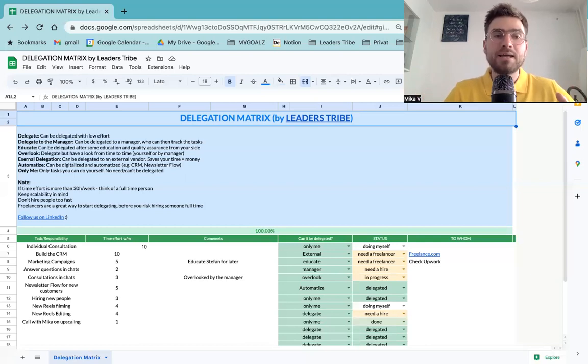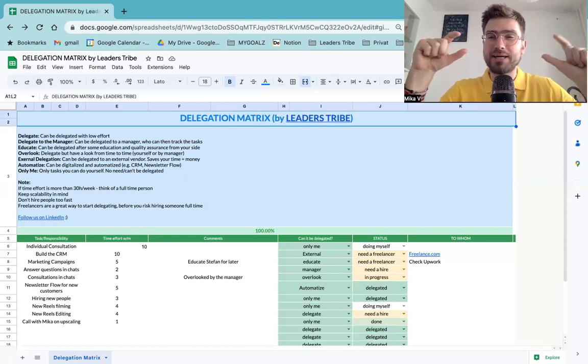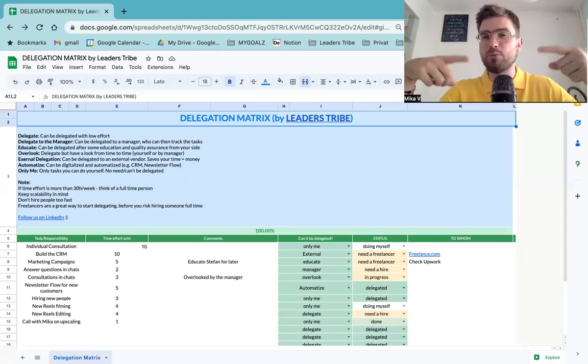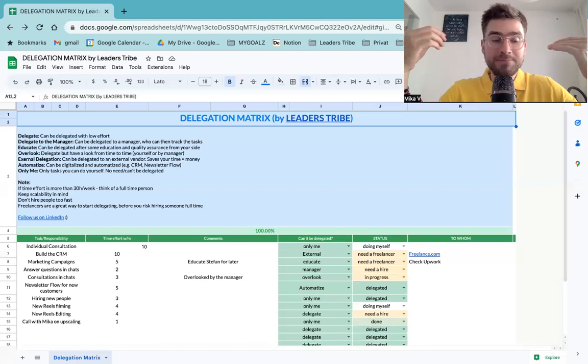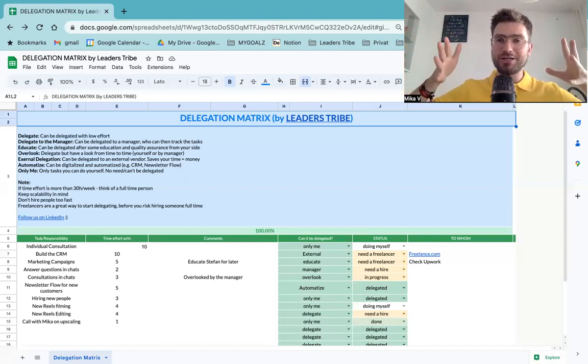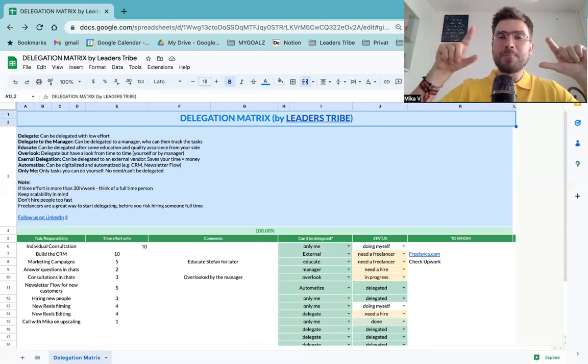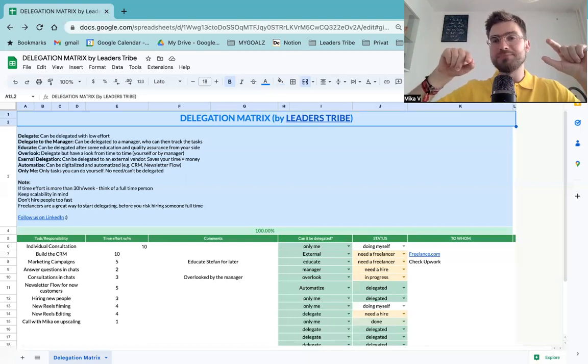Thirdly, educate. It means that it can be delegated after some education and quality assurance from your side. So I cannot just directly give it, as the task is not that simple, but I can work with a person. I can do it a couple of times with a person. For example, if you're having customer onboarding calls and it's a little bit more complex, then do it first with this employee, looking at how you're doing. Do it a couple of times so that the person understands how it is being done. Then let this person do it, and you're there and you're giving feedback.